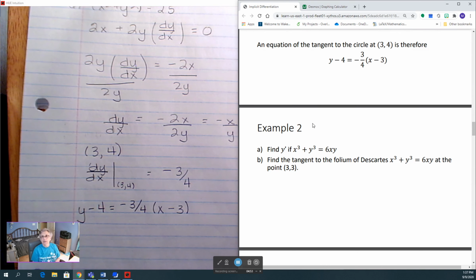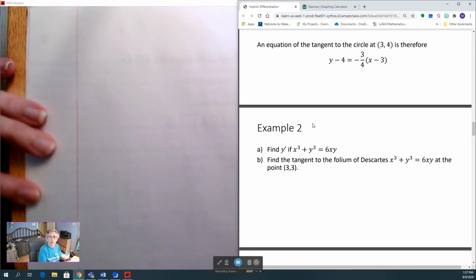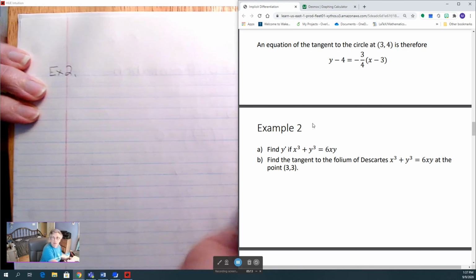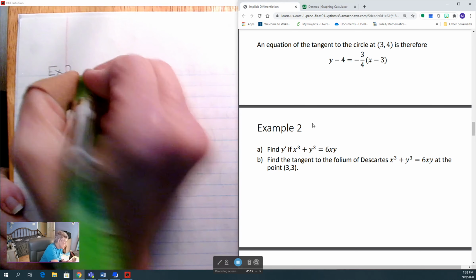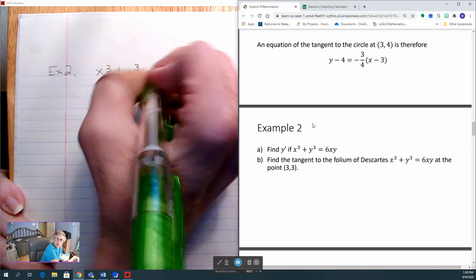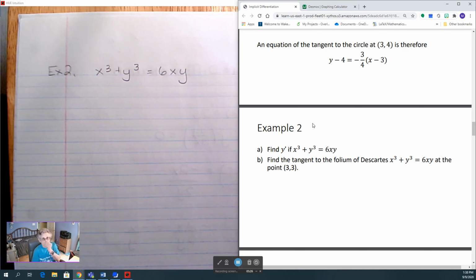Let's look at example 2. Now we're going to find the derivative of this fancier one, the folium of Descartes. Of course, everyone's heard of that. Example 2, we want to find y prime if x cubed plus y cubed is equal to 6xy. And we're going to make ourselves a little instruction sheet as we go through this one.